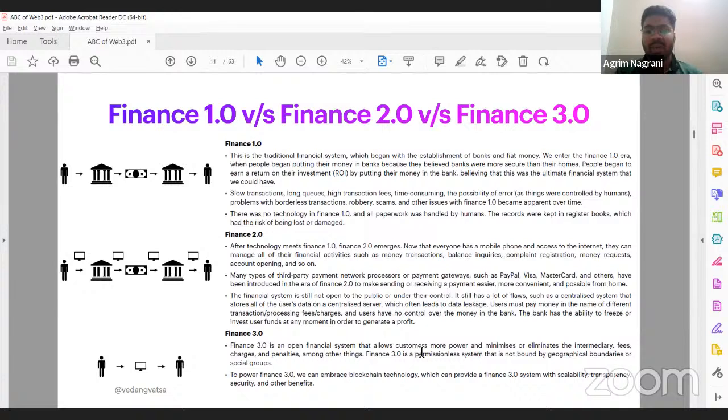It's particularly a permissionless system that is not bound by any geographical boundaries. You can make payments from anywhere to any person in the world. So this is the power of Web 3.0, which is being utilized in the financial sector.